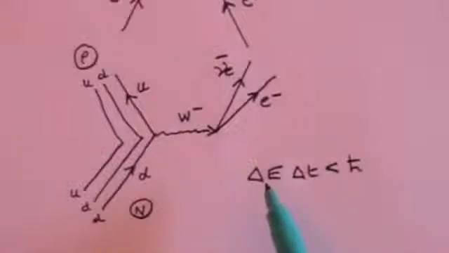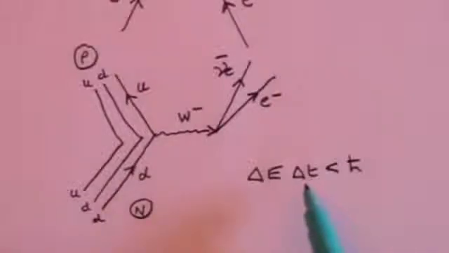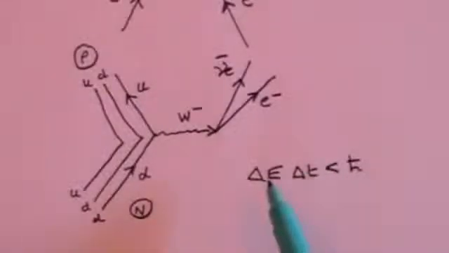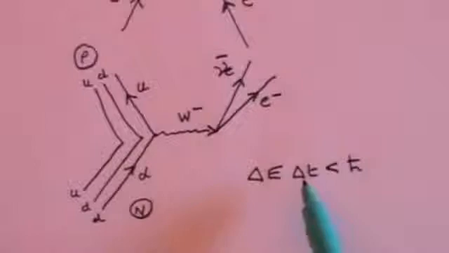which says that delta E times delta t must be less than h bar. That is to say, the amount of energy that you borrow from the vacuum multiplied by the amount of time you borrow it for must be less than Planck's constant, which is a very small number. So this is saying that you can borrow energy from the vacuum, provided A, you pay it back, and B, you don't keep it for very long.